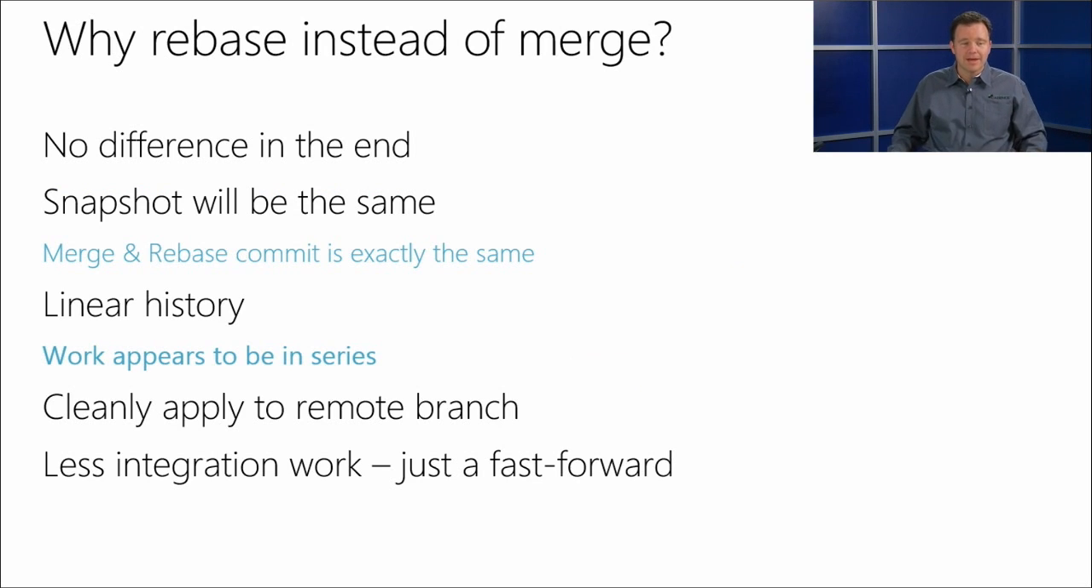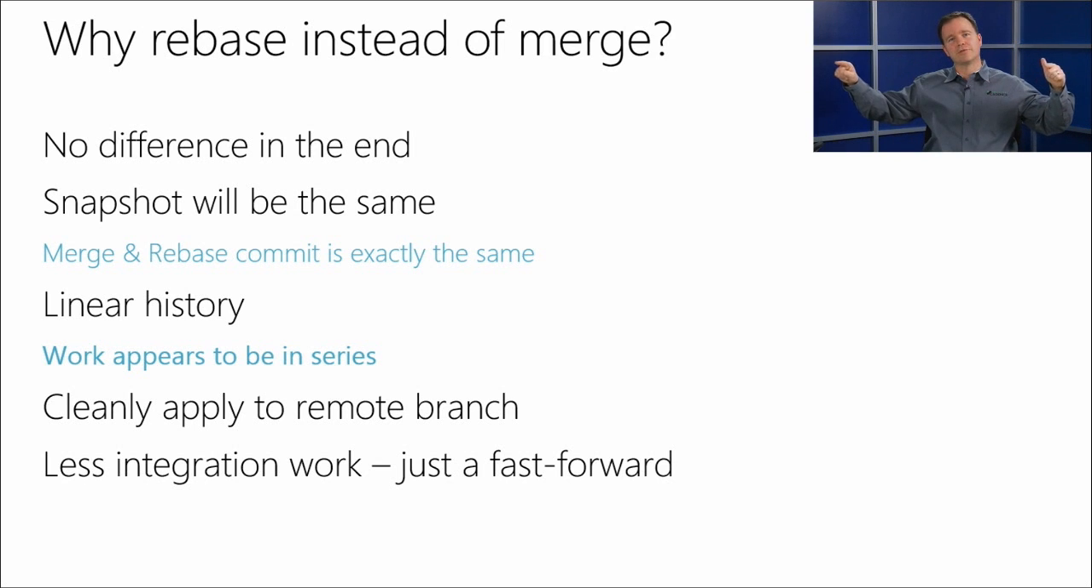So why rebase? In the code, it looks identical. There's no difference. In the end, the snapshot is going to be the same. That end snapshot is always going to be the same, whether you did a rebase or a merge, with the exception that the merge commit is going to have two parents. Or do they have? No, the rebased commit just has one parent.